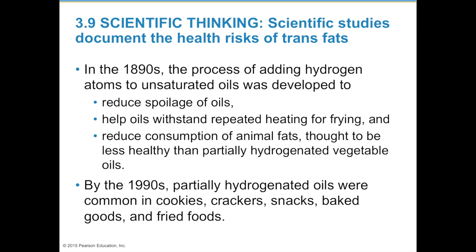So in the 1890s, the process of adding hydrogen atoms to unsaturated oils was developed. It helped reduce spoilage of oils. It helped oils withstand repeated heating for frying, so you're able to keep your grease around and keep using it. It reduced consumption of animal fats, thought to be less healthy than partially hydrogenated vegetable oils. By the 1990s, partially hydrogenated oils were common in cookies, crackers, snacks, baked goods, and fried foods.